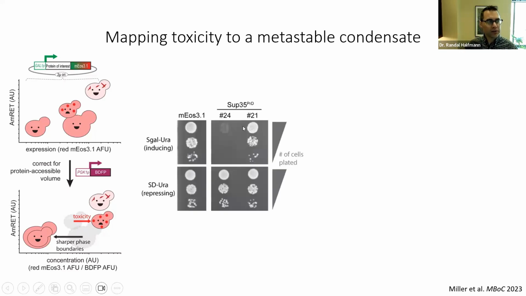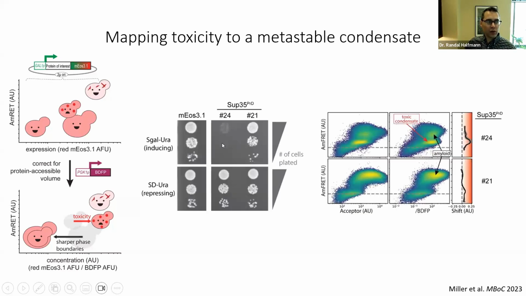Now I'm showing you this for a protein that we've characterized quite well. This is the Sup35 prion domain. It's an amyloid forming sequence. We used some scrambles of the protein, just sequence permutations that were developed by Eric Ross's lab a few years ago. When we express those in cells, this particular version, number 21, is not associated with toxicity. The cells grow fine when the protein is turned on, but this number 24 is highly toxic.